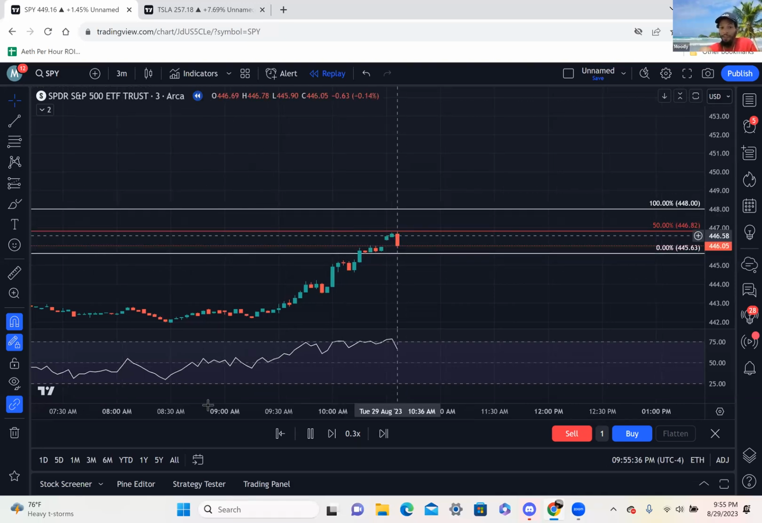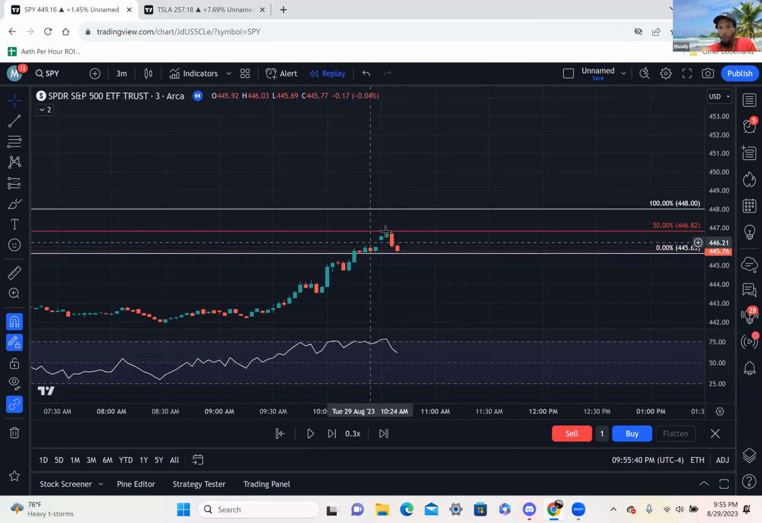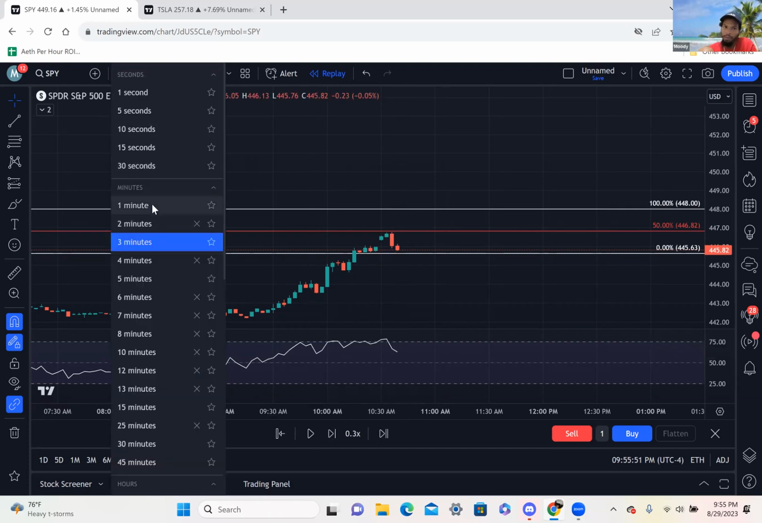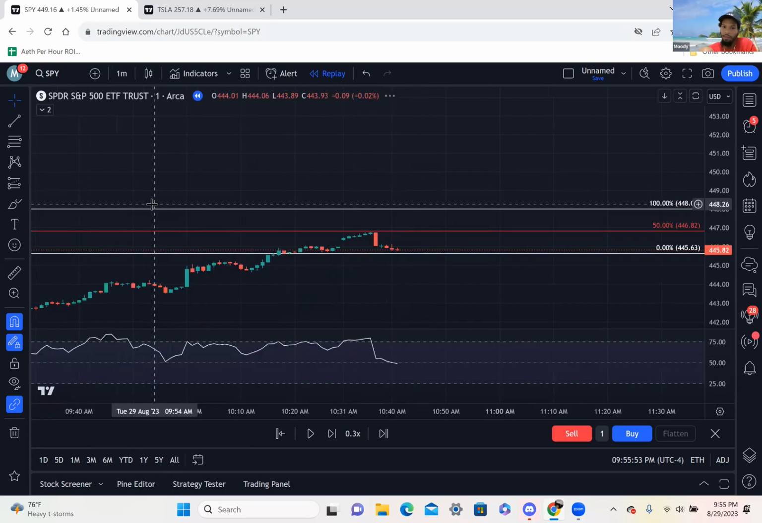You got the 50. Now that's beautiful. Why? Because it went overbought to your 50 and kept taking you higher. And look, now you got a pullback. That's what a pullback is. Now look at your 1-minute though. That's a sexy pullback. All right, let's go.